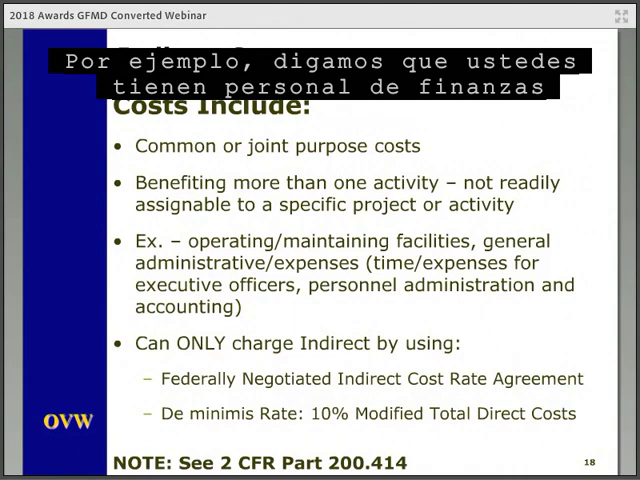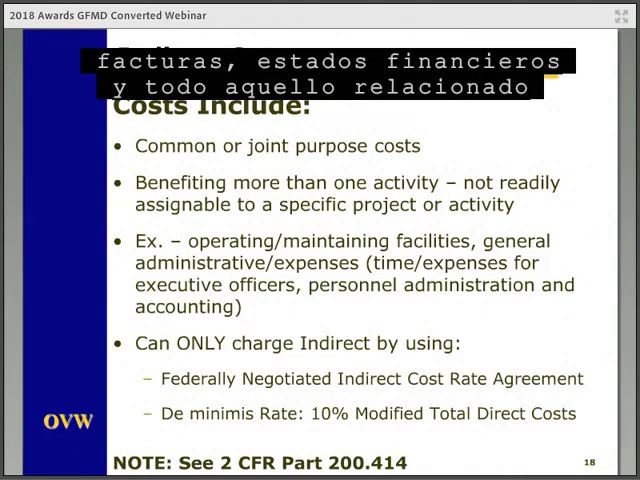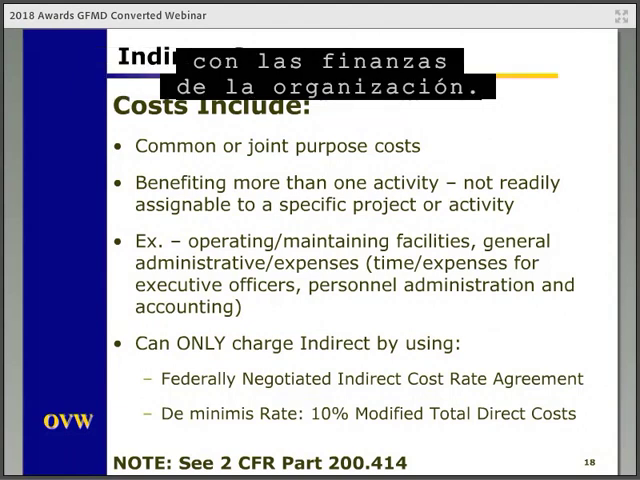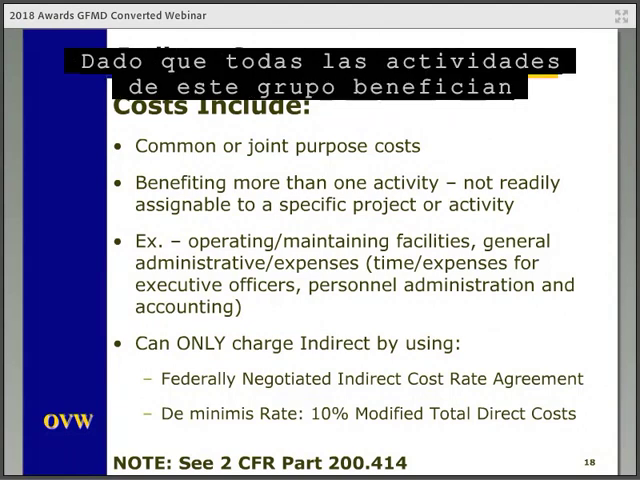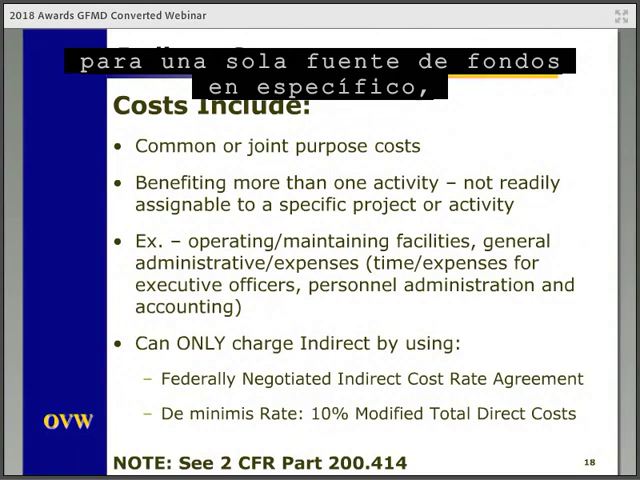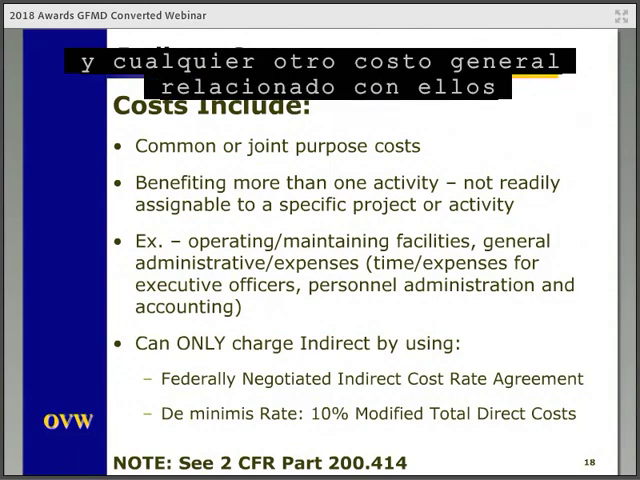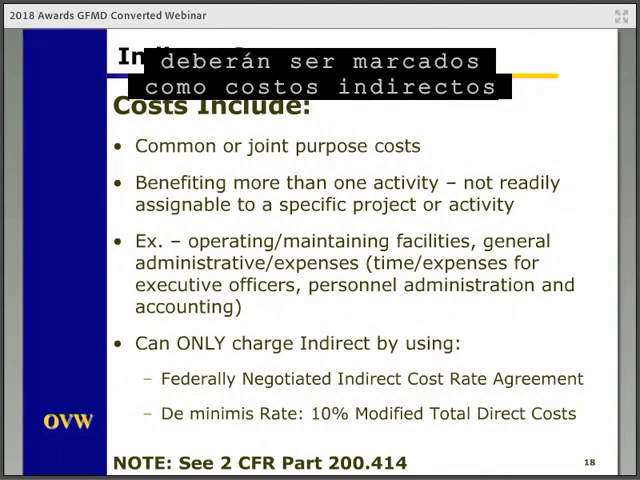For example, let's say you have finance staff and they process all of the payroll, invoices, financial statements, and everything else financial related for the organization. Because all of their activities benefit the entire organization and cannot be easily tracked to one specific funding source, their time, fringe, and any other related overhead costs should all be included as indirect costs and not charged directly.